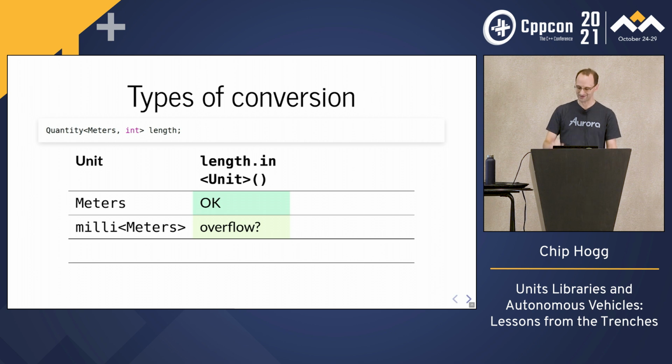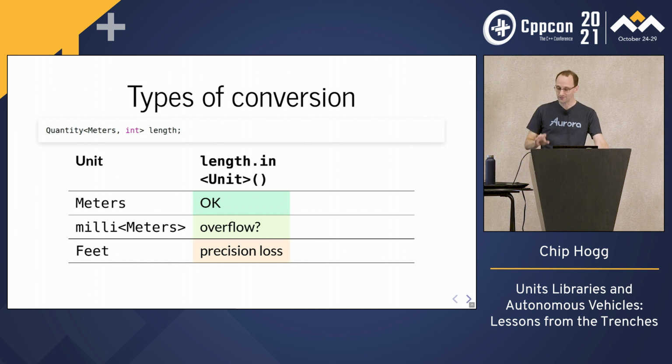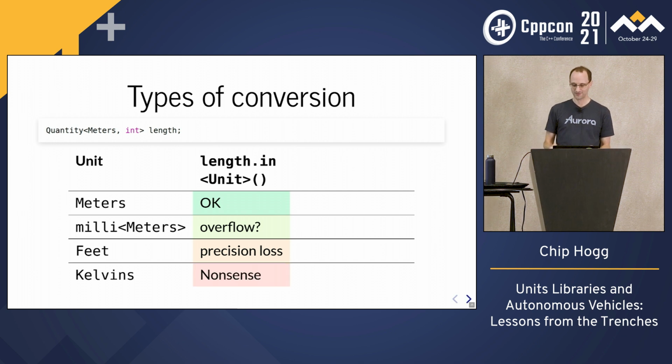Next is length.in feet. This is physically meaningful, but for an integer number of meters, it's almost never an integer answer. So this is an easy one. We just forbid it, as long as the destination is an integer. Now the last one is the easiest of all, length.in kelvins. This doesn't even make physical sense, so we're going to forbid it always. But that said, that's the only one here that doesn't make physical sense. All the others are conceptually meaningful, and so there should be some way to support them.